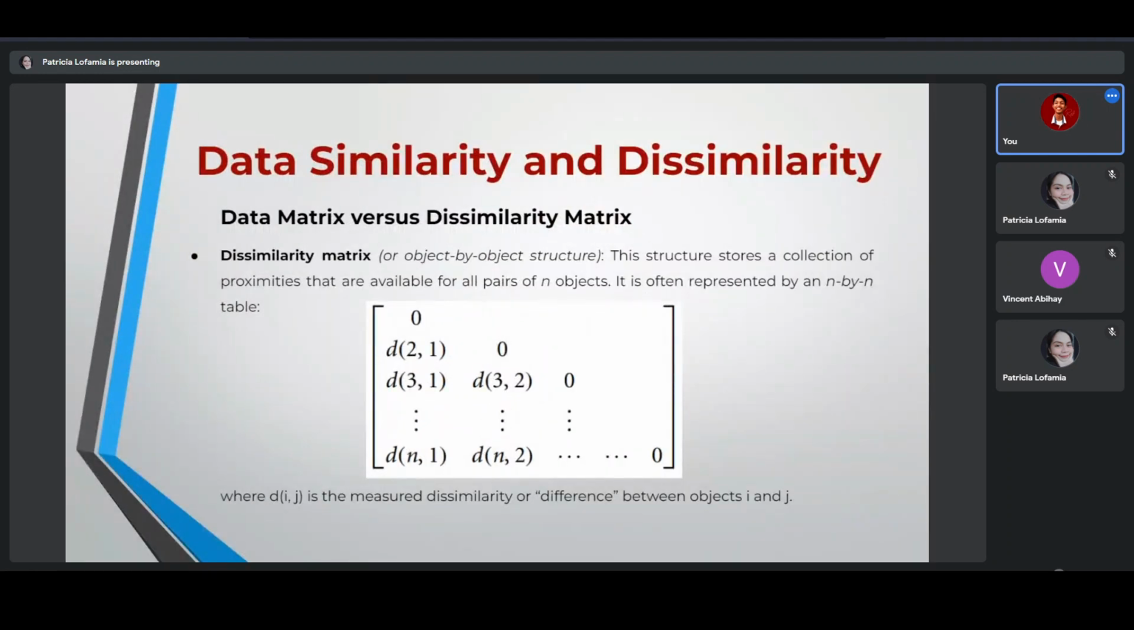Dissimilarity matrix or object-by-object structure. This structure stores a collection of proximities that are available for all pairs of n objects. It is often represented by an n-by-n table, which is as follows, where d(i,j) is the measure of dissimilarity or difference between objects i and j.